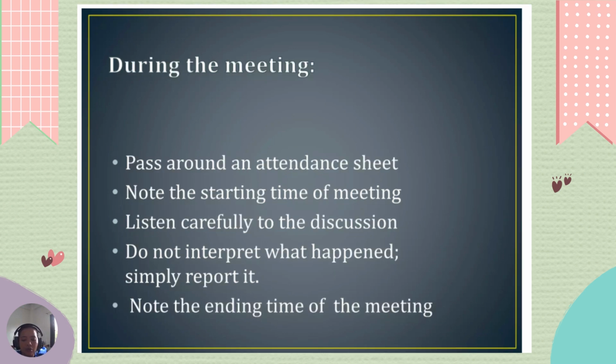So during the meeting, beforehand, you need to pass around an attendance sheet because in most of the minutes of the meeting, they try to record who were absent and who were present, because this will determine who really are those people who talk about a certain topic and purpose for that set meeting. So you need to pass around an attendance sheet. Note the starting time of the meeting because that one is recorded in your minutes of the meeting.